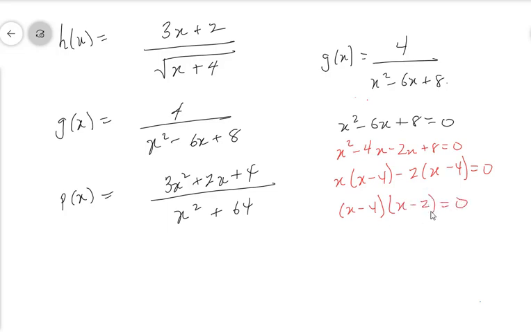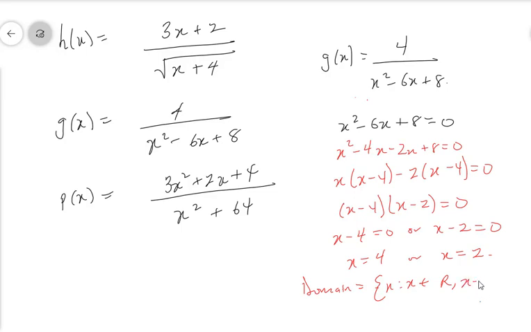Now two things are multiplying and the result is 0. This implies that either x minus 4 is equal to 0 or x minus 2 is equal to 0. Solving for x, x is equal to 4 or x is equal to 2. I can now write my domain as the set of x such that x belongs to real numbers, but x is not equal to 4 and x is not equal to 2. So that forms my domain of question 2.